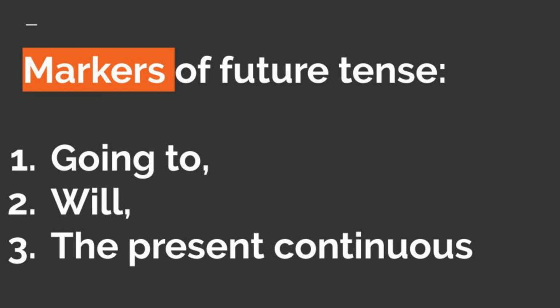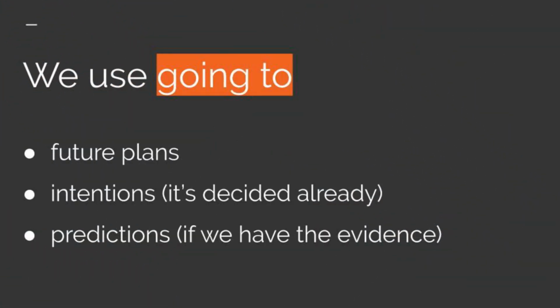Look at that. Going to, will, and the present continuous. You remember the present continuous? We've already done that. Yes? The present continuous, the present moment, now. So the 3 markers are going to, will, and the structure of the verbs that define the present continuous. Let's go on. So when do we use going to? We use going to when we are talking about future plans, intentions which we've already decided, and predictions, if we have some evidence about it. Let us get it clearer as we look at the sentences.